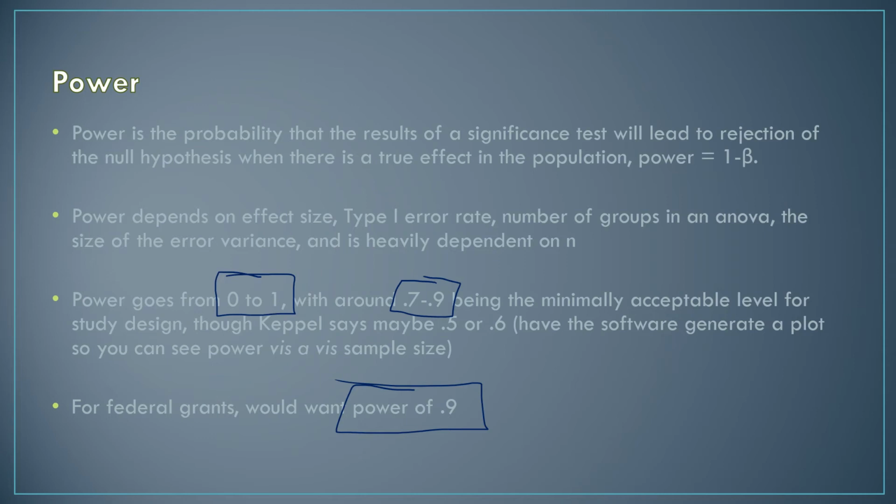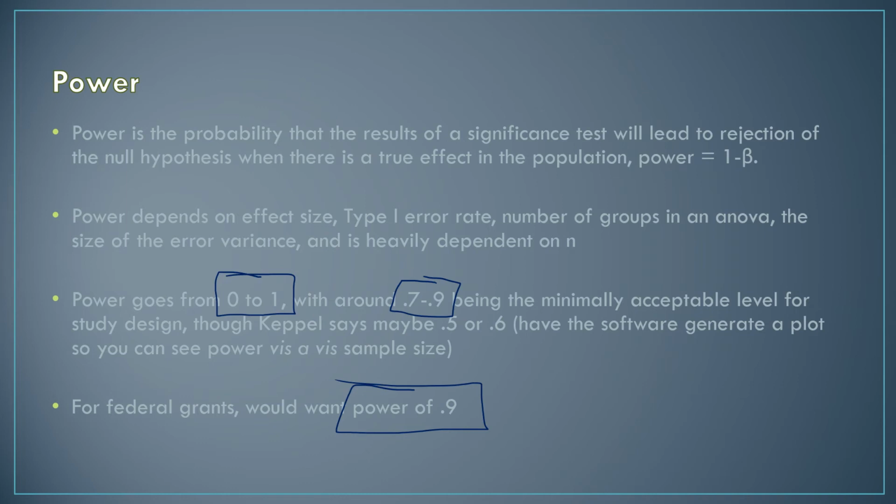Now, also, you would change the amount of power that you are calculating and expecting with your statistical results based on the potential impact of the results. So you want to have a higher power for federal grants because you want to be able to guarantee or closely guarantee that you would be getting significant results in the work that is being funded.